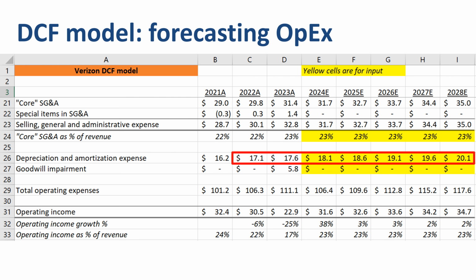The main financial impact on the DCF model is that depreciation and amortization is a tax-deductible expense. So the higher the depreciation and amortization, the lower the provision for income taxes. Goodwill impairment. Let's assume this is not recurring.